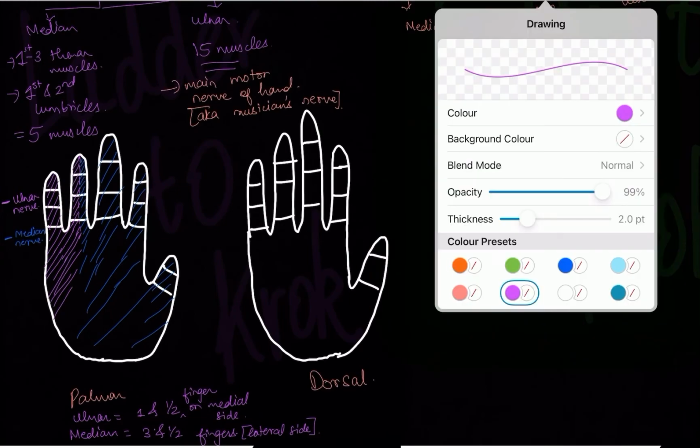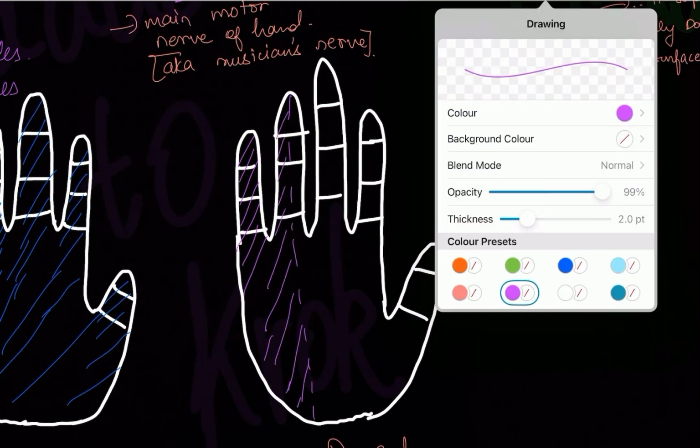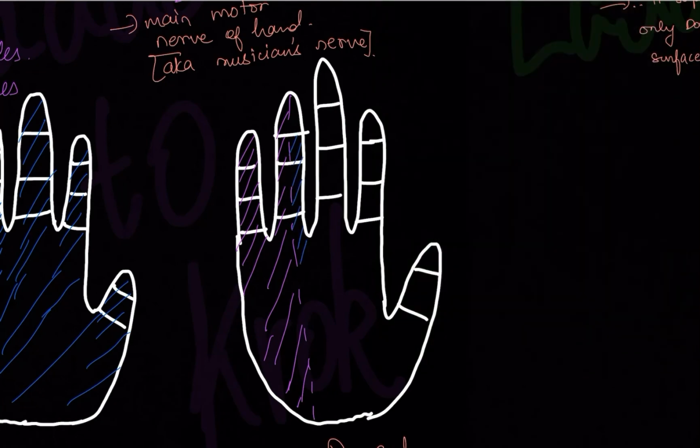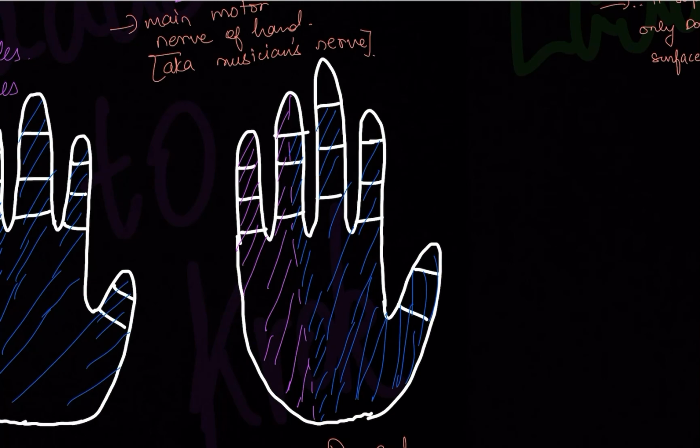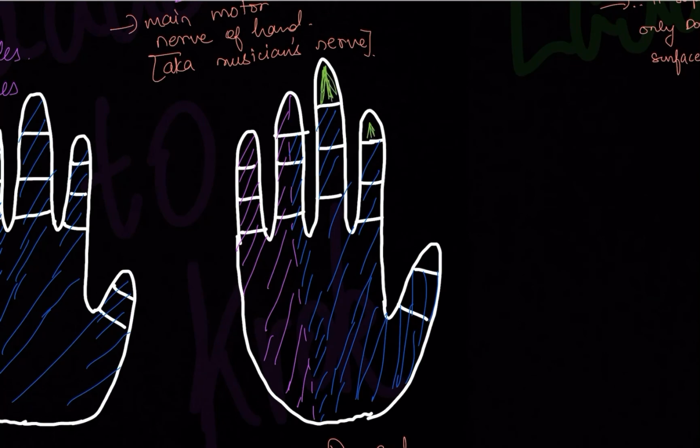Now for the dorsal side, ulnar remains the same. Ulnar will supply your whole little finger and half of the ring finger as well. And median will supply your middle finger, your index finger, and your thumb. Understood? Then where will the radial nerve supply? For that, you can see a change which I have made. I have left the distal phalanx of the first, second and third finger. You should remember that when they say first, second, third, your thumb is always considered to be the first finger: 1, 2, 3, 4 and 5.